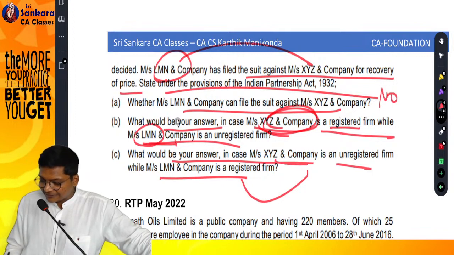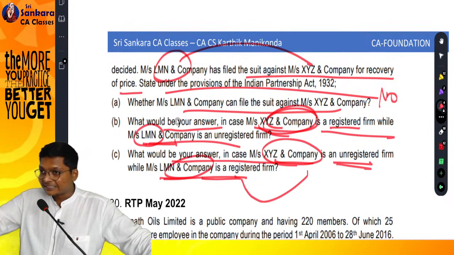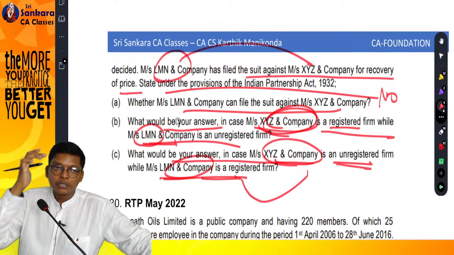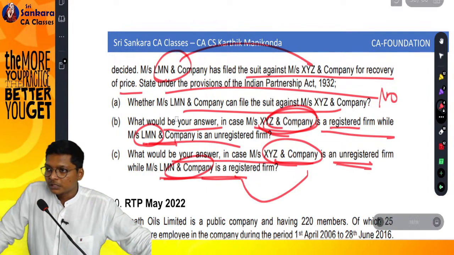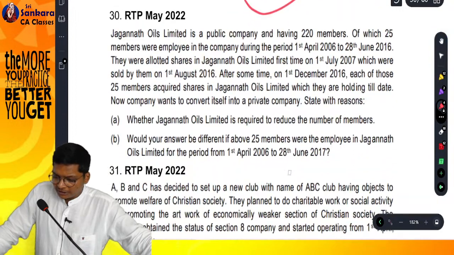But if XYZ is unregistered and LM is registered, LM wants to file a suit, and the court says, I can see you. Give me the case. Against whom? Now I can see that party also. Are you able to follow, guys? Understanding? Clear, guys? Question number 30.